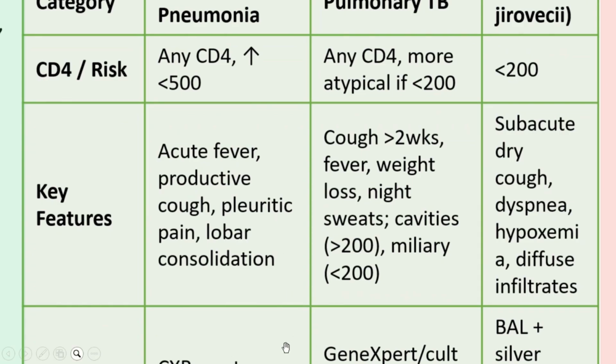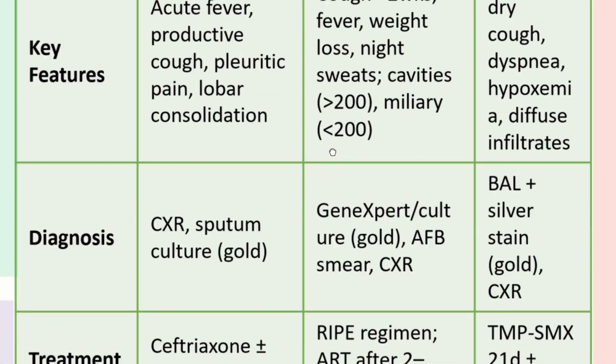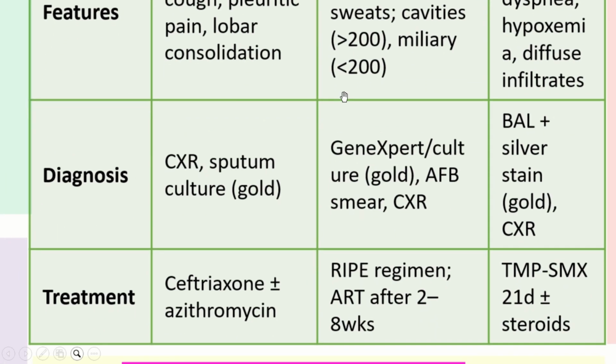So the key features in bacterial pneumonia is that we are going to have an acute fever, a productive cough, a pleuritic pain and a lobar consolidation on chest X-ray. Unlike that, the one for PJP is going to be subacute, with a dry cough, dyspnea and hypoxemia, and diffuse infiltrates when we do the chest X-ray. Then when we look at pulmonary TB, the cough is going to be greater than 2 weeks. We're going to have fever, weight loss, night sweats, which are the TB symptoms.